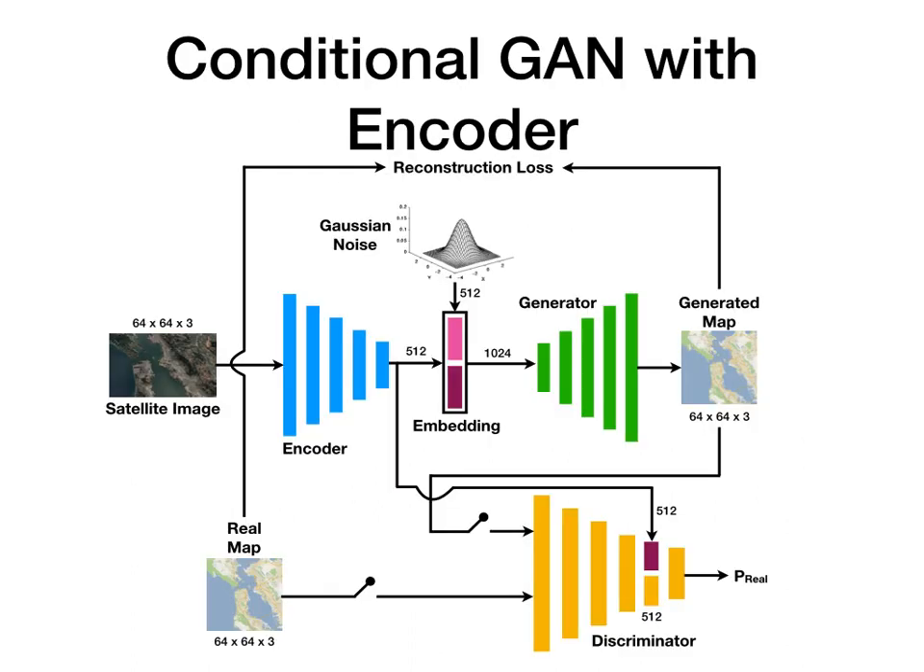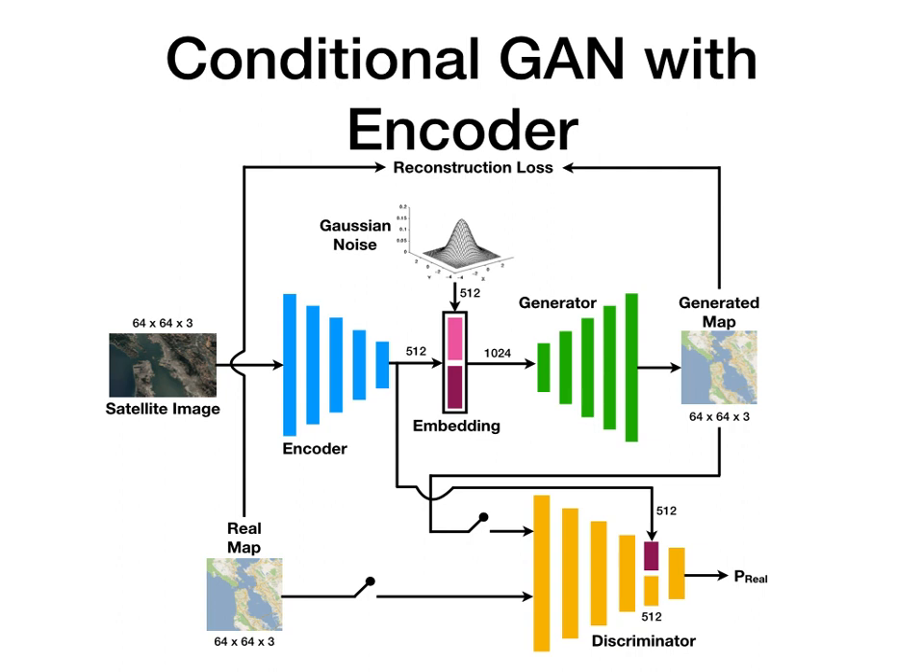This diagram shows the architecture of our first conditional GAN. The satellite image is passed through an encoder for a lower dimensional embedding, which is appended with noise. This is the input to the generator. The discriminator is fed either a real or a generated map and has access to the satellite image embedding in its final layers.